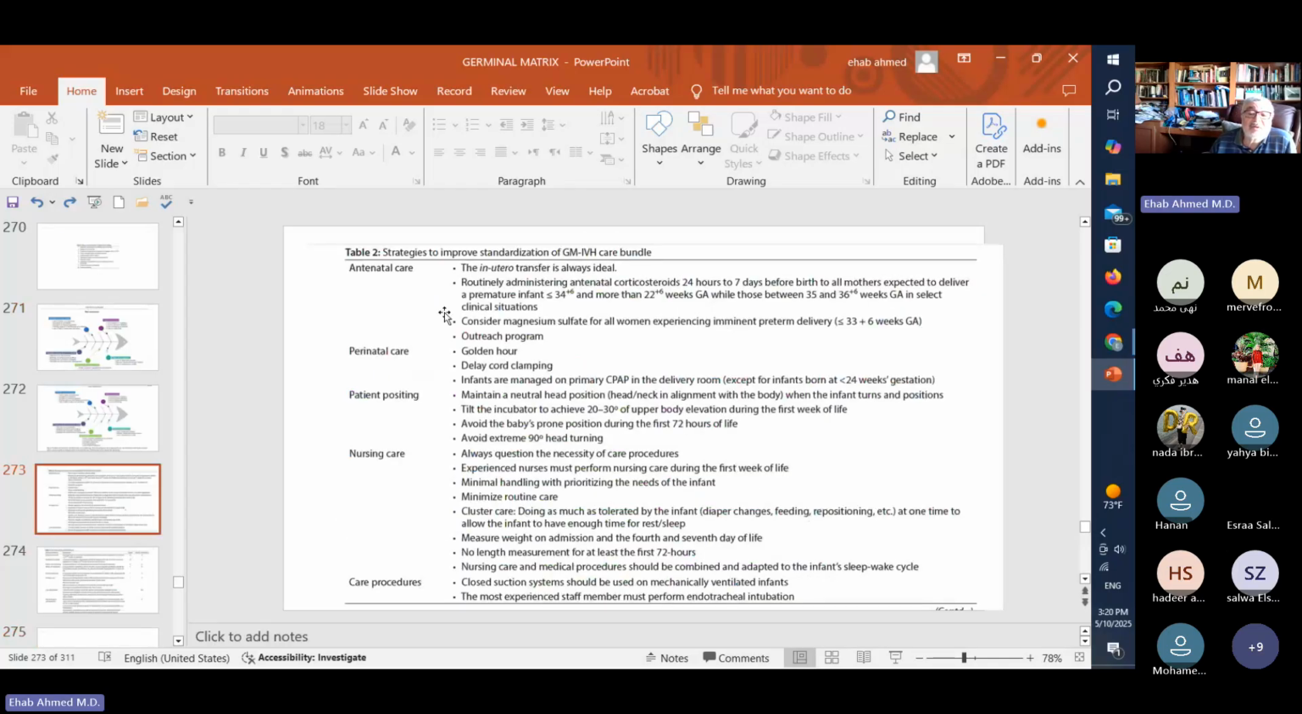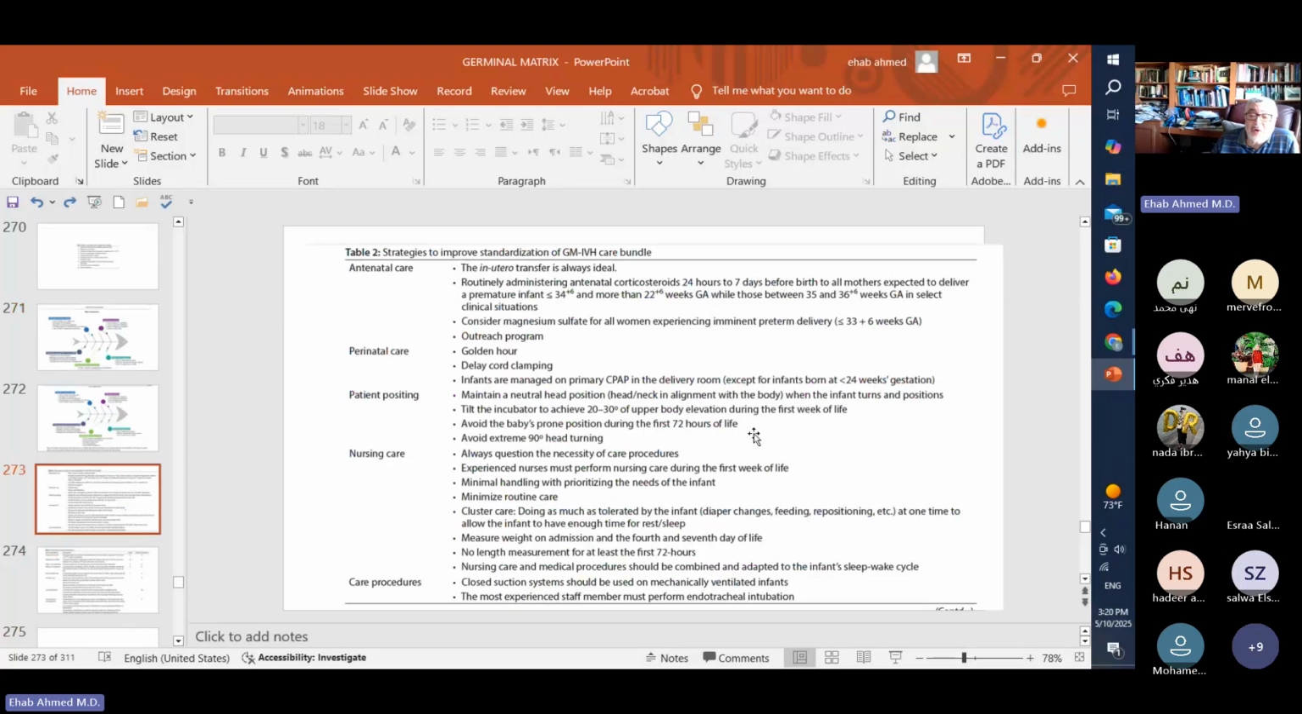And these are also strategies to improve standardization of the GM-IVH care bundle, starting from the antenatal care, perinatal, patient positioning, nursing care. Nursing care is extremely important. And we talked about minimizing handling of the baby. Also minimizing the noise and taking care of the pain of the baby, because if the baby is straining because of pain, he might have GM-IVH, the preterm baby.